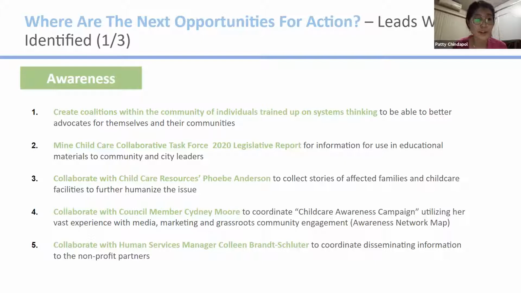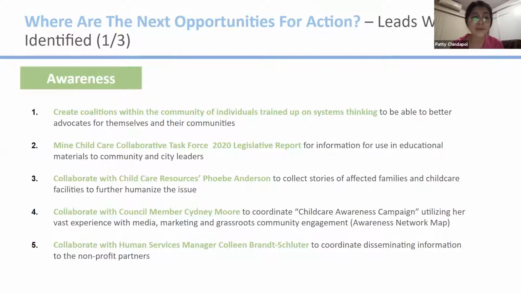The first one is to create a coalition within the community of individuals who are trained to advocate for themselves and their communities, and to think about childcare from a systems thinking perspective. That is because childcare is relevant to everyone. Just how does the community itself build the capacity of the individuals to really mobilize all sorts of community members for this cause. The second and third points are thinking about things that could go into that communication with families, with organizations, employers, and so on.